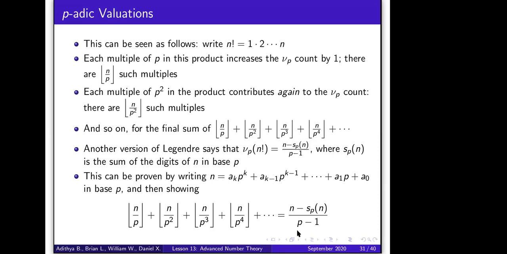Does anyone have any questions about this part? No questions? Well, then we can move on to our first example.